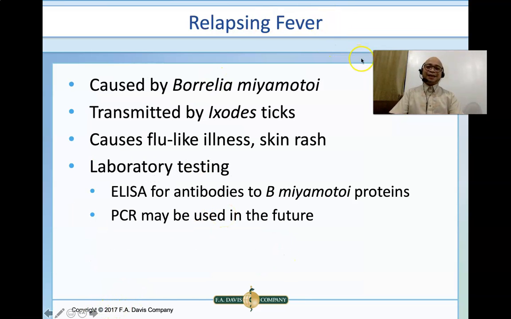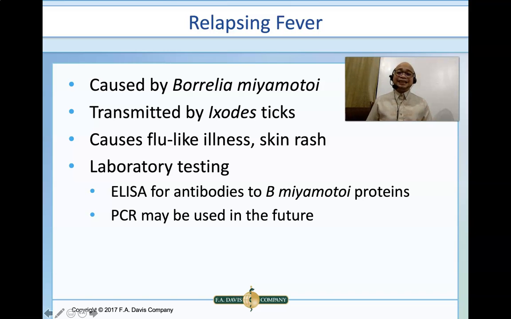Okay, so another example of a spirochete disease is relapsing fever. This one is caused by Borrelia miyamotoi. It is transmitted again by the Ixodes tick and may cause flu-like illness, skin rash, and relapsing fever, which means that the temperature of the person becomes on and off: high, then normal, then high again. So it is an on-and-off fever. Laboratory testing would include ELISA, and PCR may be utilized in the future. So it's a research gap.